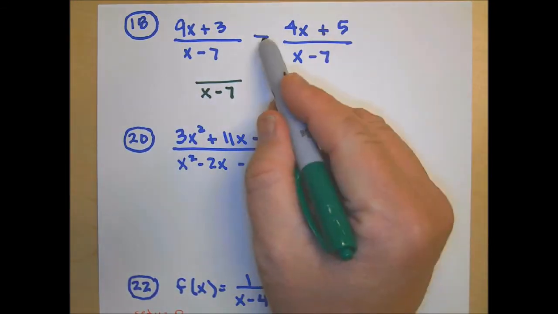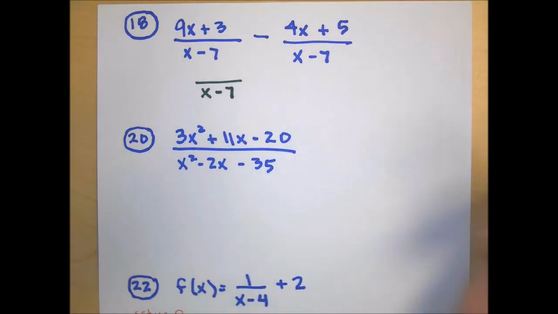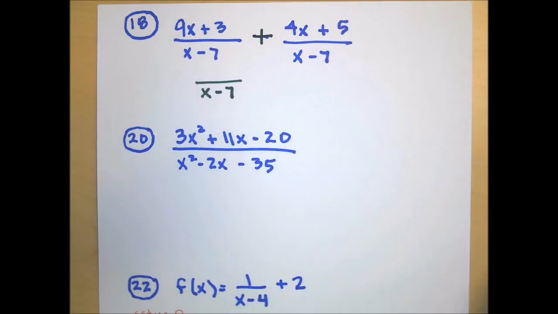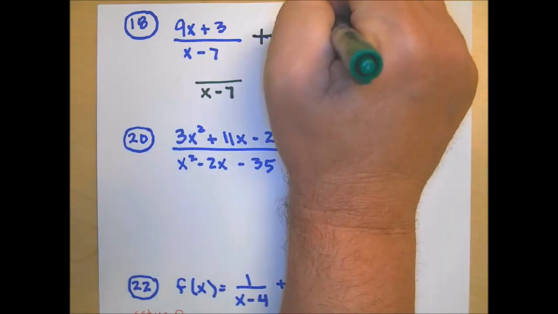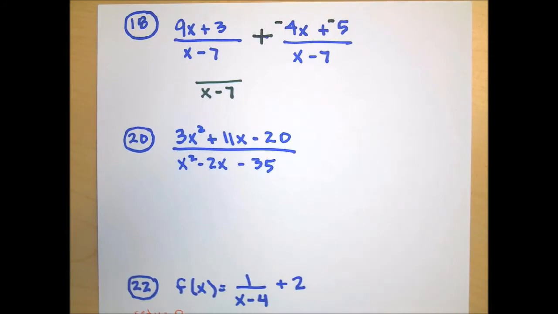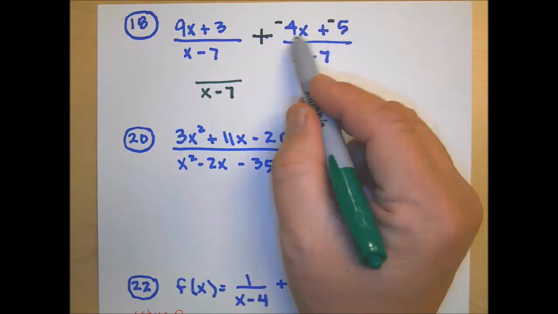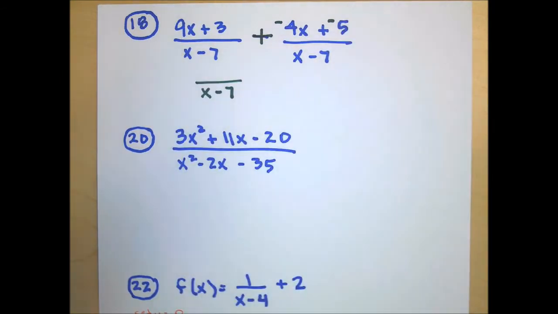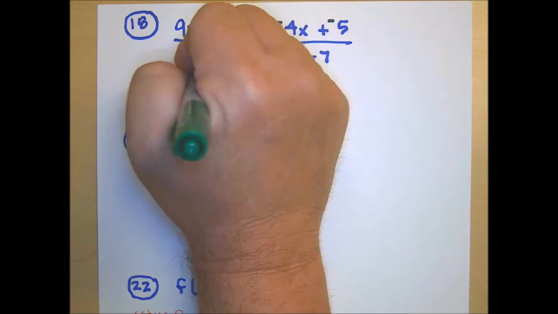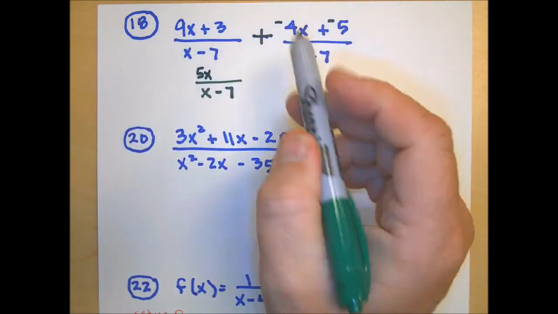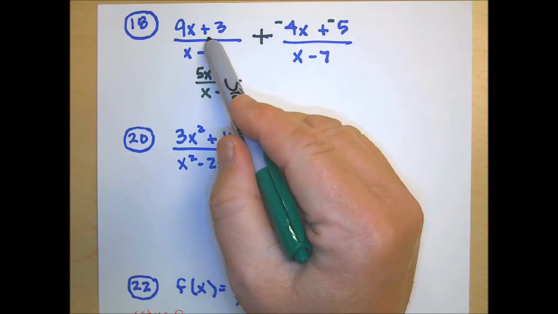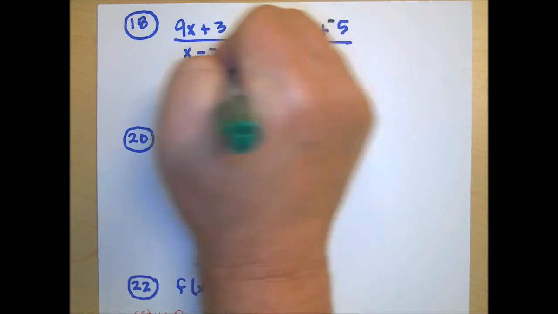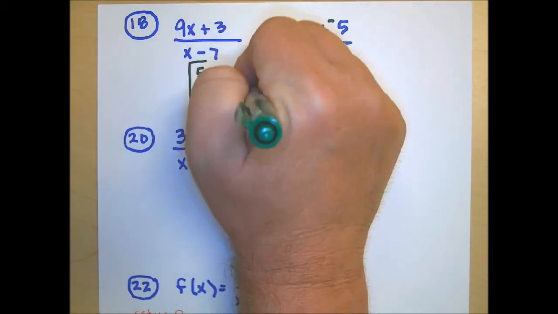So I'm going to distribute the negative sign again. Subtraction is add the opposite, so the subtraction sign is going to change to plus. And I'm going to change both of these numbers to their opposites. So since they were both positive, they are now both negative. So the numerator is going to be 9x plus negative 4x, which is 5x. And then the constant is going to be 3 plus negative 5, which is negative 2. And so that's my answer to that problem.